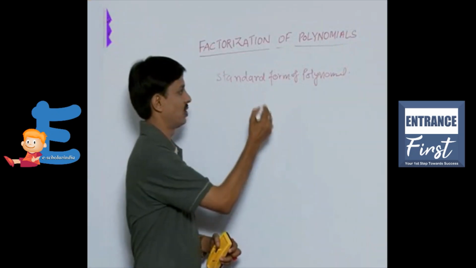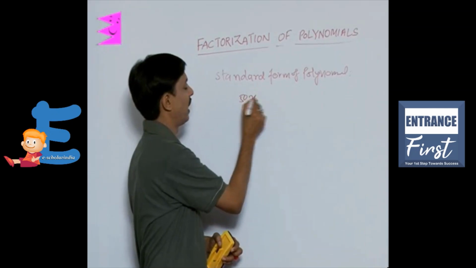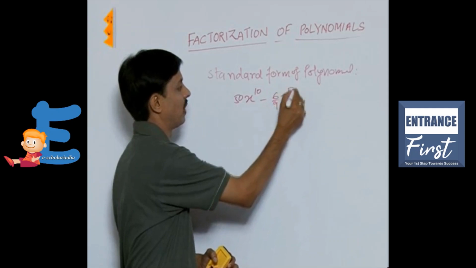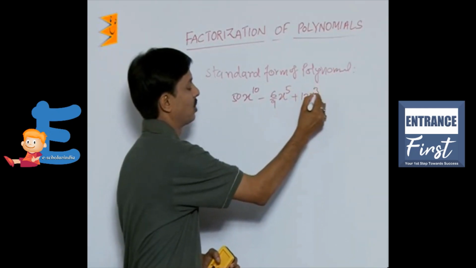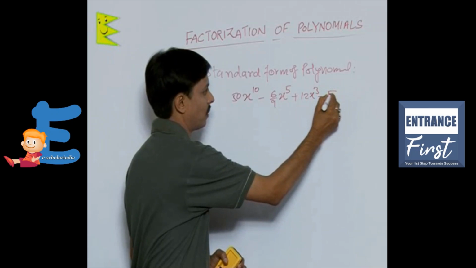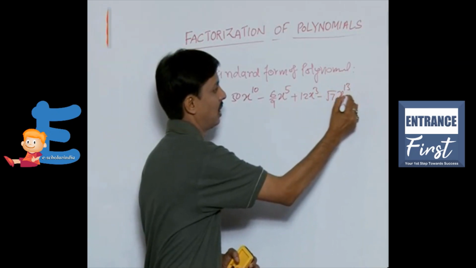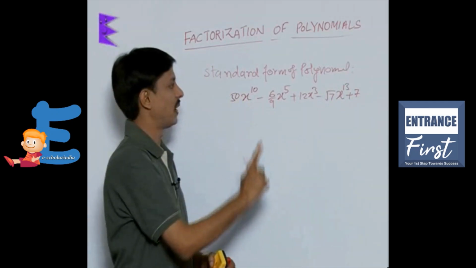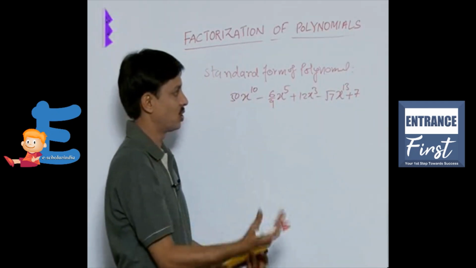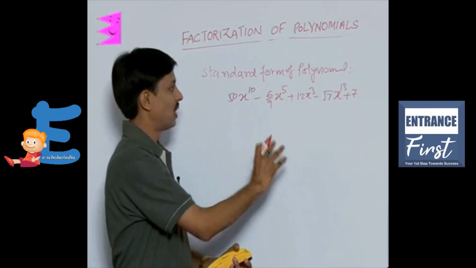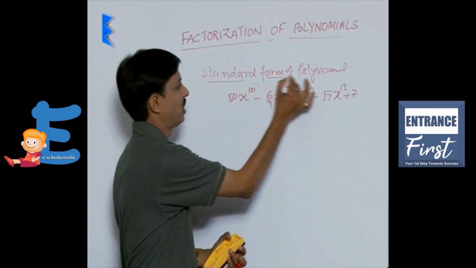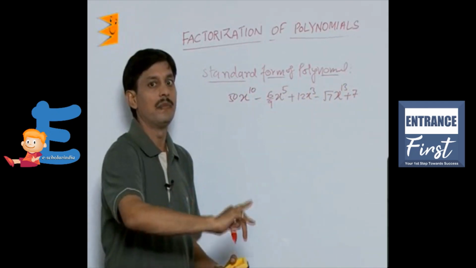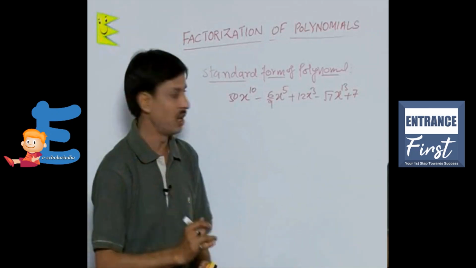Suppose there is a question: 50x raised to the power 10 minus 6 by 9 x raised to the power 5 plus 12x cube minus root of 7x raised to the power 13 plus 7. This is a polynomial, satisfying all the conditions. Now how do we convert it into the standard form? The standard form is either writing the terms in increasing powers or in decreasing powers.